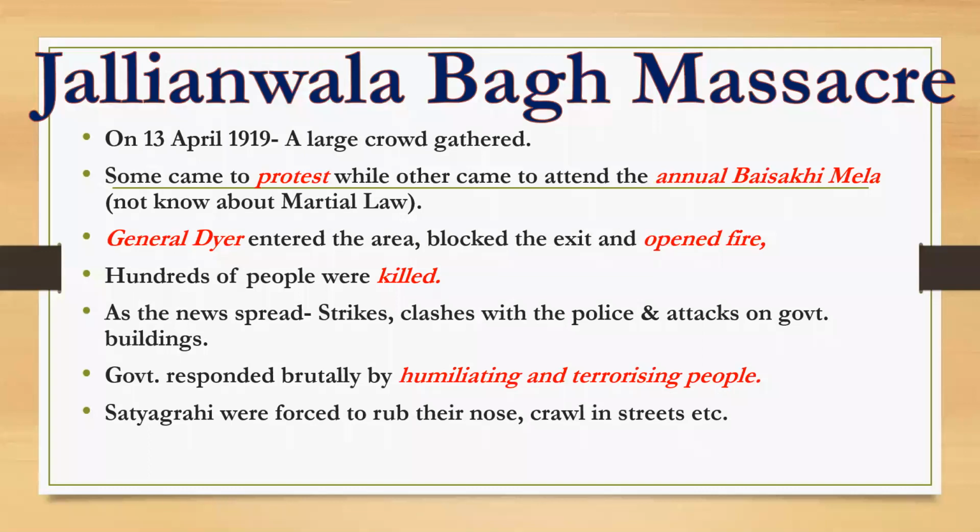Now whenever this kind of clash happens, the government responds in a very brutal manner. Always remember, in this whole chapter, whenever there is a protest, strike, clashes with police, or people attacking government buildings, whenever the situation became aggressive, the government responded in a very brutal manner, by humiliating the political people, means all the protesters, and terrorizing the people. They scare the people. Even sometimes satyagrahis were forced to rub their nose and crawl in the street. This was the situation created at that time.